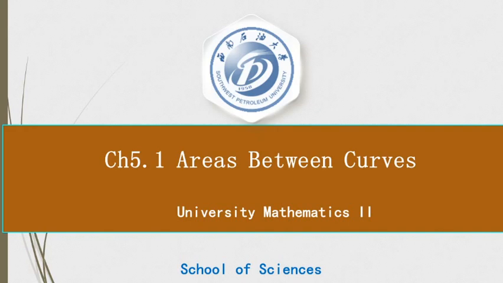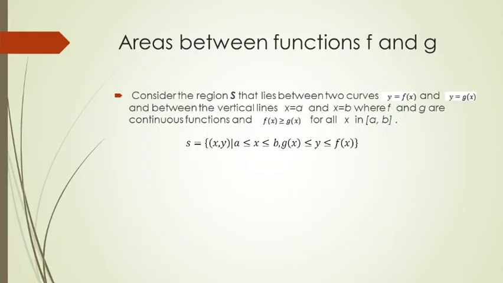Good morning, everyone. Today we will start chapter 5, and from the first section, we are going to look at the areas between two curves. In chapter 4, we studied how to find the area under one function curve. Now we are looking at the areas between two functions f and g.